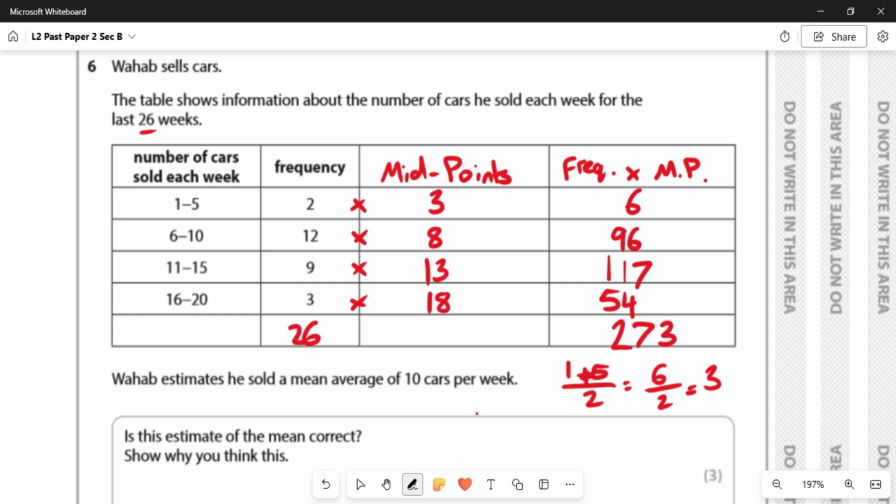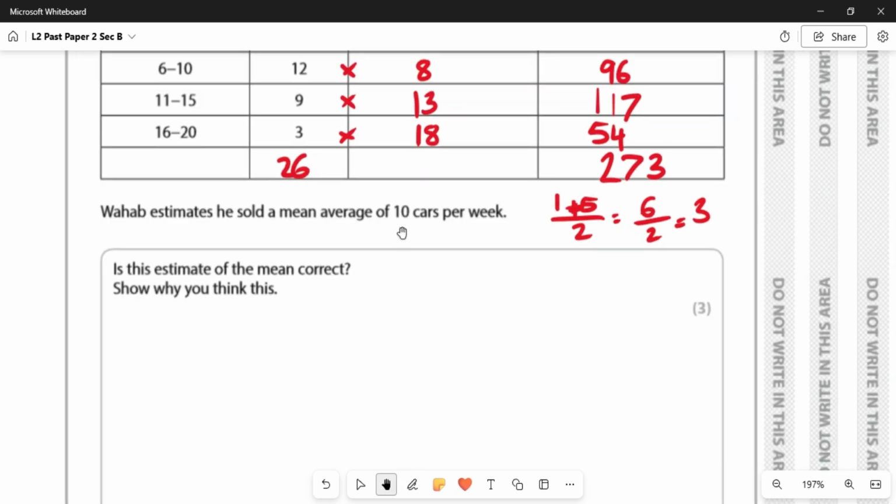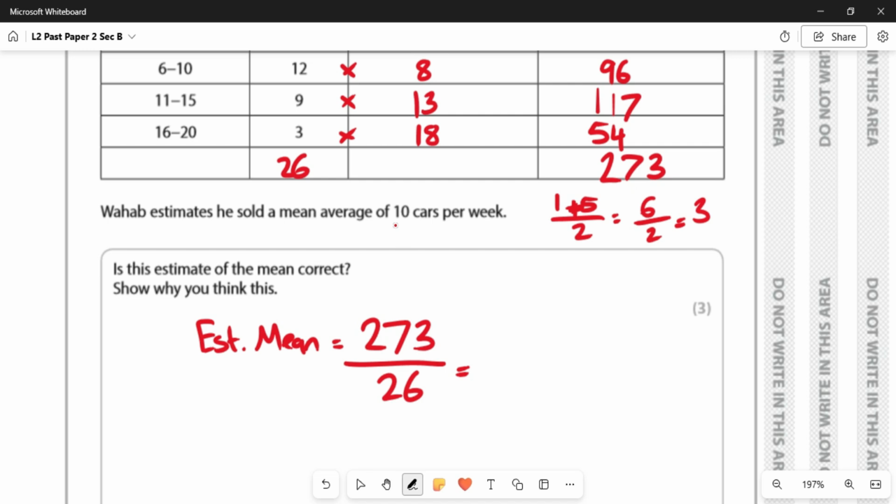That goes there. So to work out the estimate of the mean, you will have to do 273 divided by 26. 273 divided by 26, which is, as a decimal, 10.5 cars per week. What did he say?